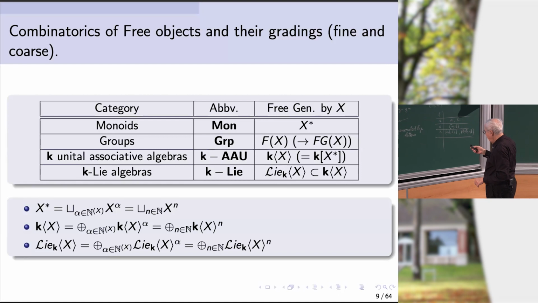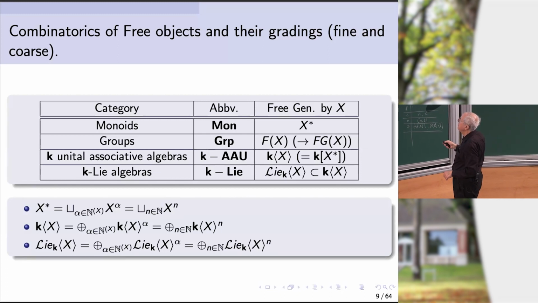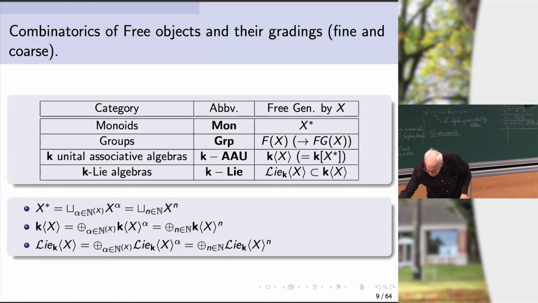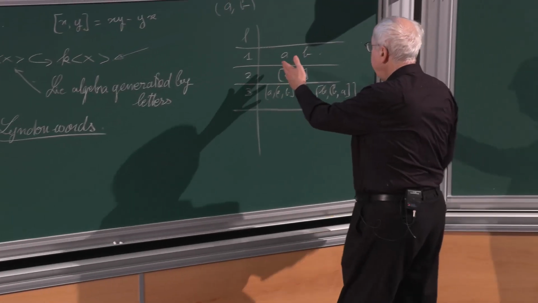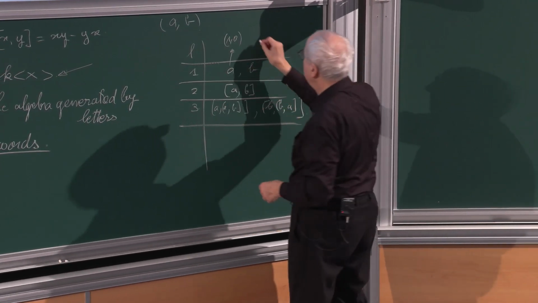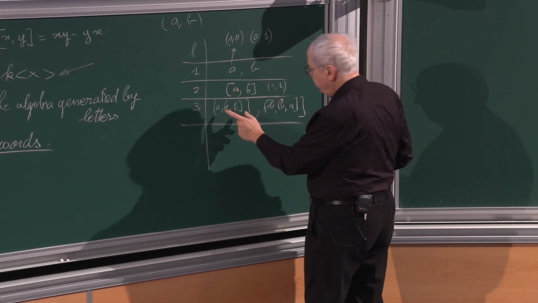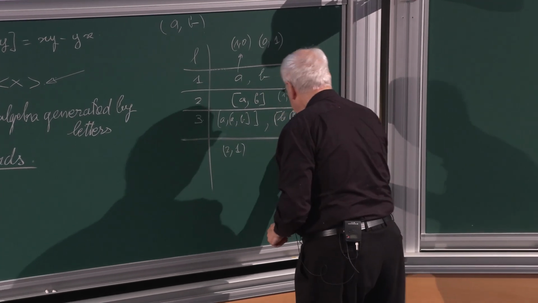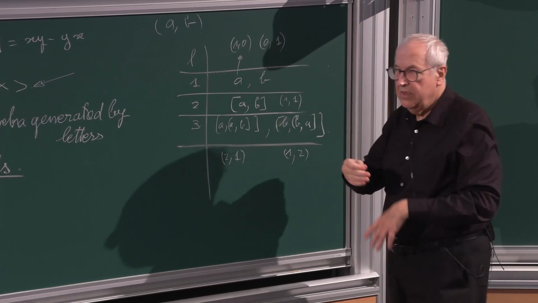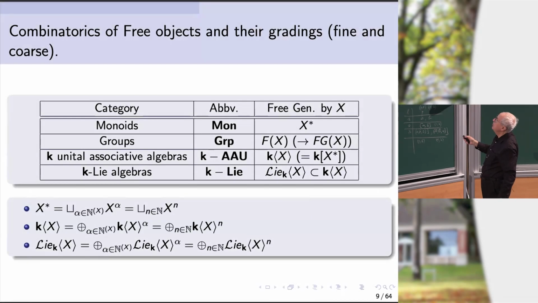So if you look at these structures, this is the grading by length, total length, and this is grading by multi-degree. For example, if I take two letters, A and B, I have multi-degree: number of A's, number of B's. Here is 1, 0; 0, 1; and this is 1, 1, one A, one B. And this is 2, 1. And this is 1, 2. So you can take finite or infinite multi-degree. This is the statistics on the monomials.